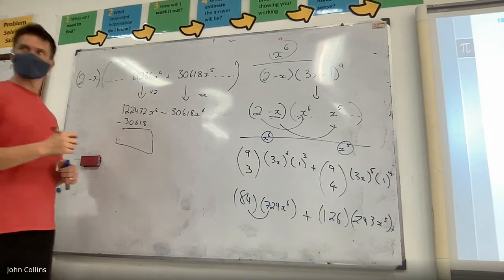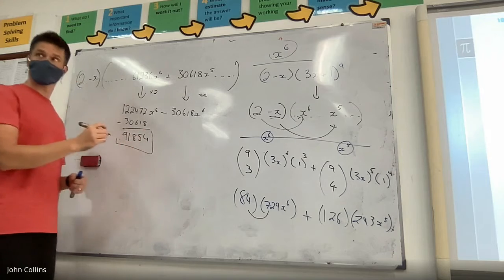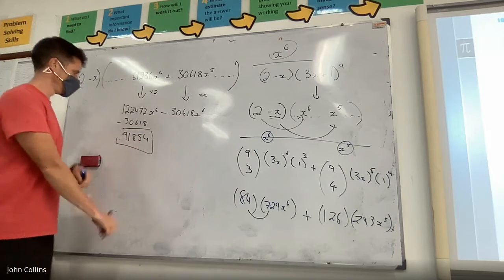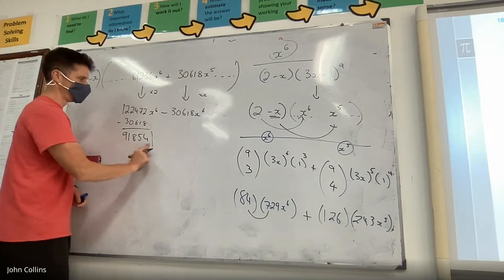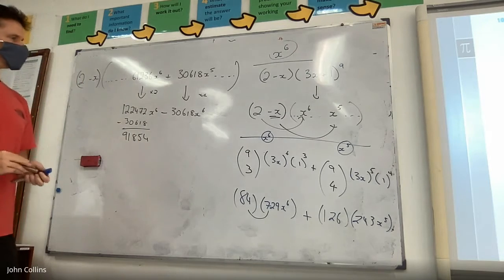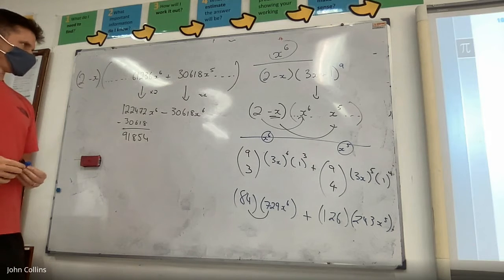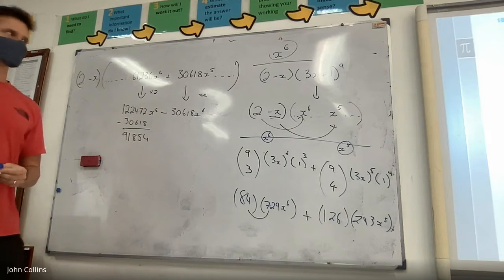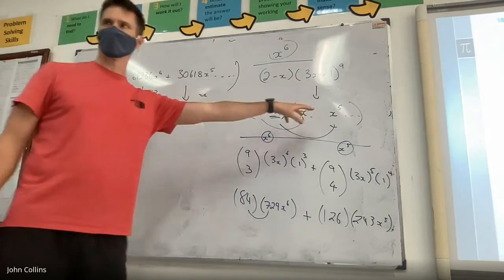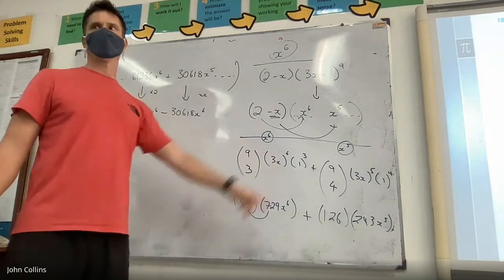I've got 91,854. Is that the right answer? Has anyone checked? It is? Sweet. A very difficult question. Very difficult. I thought the first one was hard. That is really difficult to get there. But hopefully you understand the concept of not getting the whole expansion, just picking what terms I want and then trying to find them using the general term.